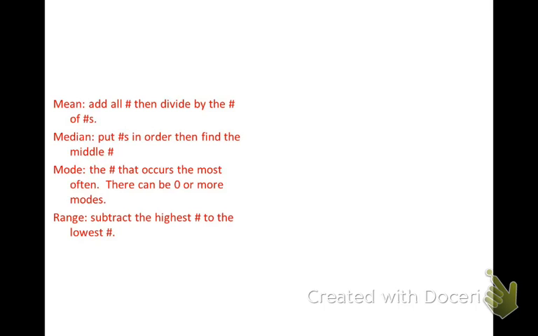Okay, so mean, you're going to add all the numbers, then divide by the number of numbers, which we'll go over. Median is put the numbers in order and then find the middle number. Mode is the number that occurs most often. There can be 0 or more modes.